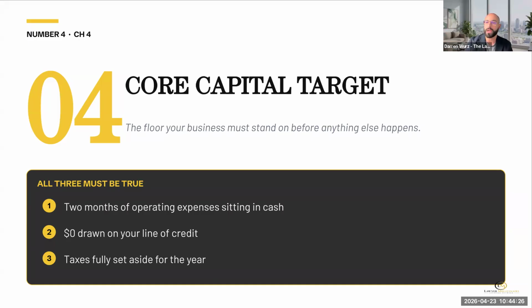Okay. Now we also need to get to a place where we have zero on the line of credit and zero on credit cards, or at least we're paying off the credit cards on a consistent basis. And we have 2 months of operating expenses sitting in cash. Now these are general metrics. The more volatile your business is, the more of a core capital target you might need. But you need this. And a lot of other businesses call this working capital. You need working capital. You need money. You need money that's there to take advantage of opportunities.